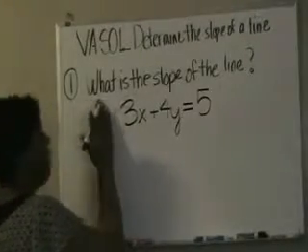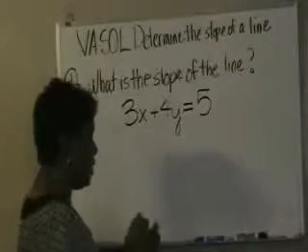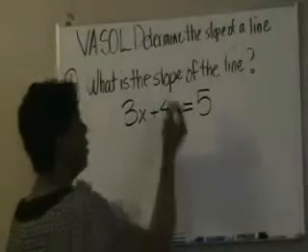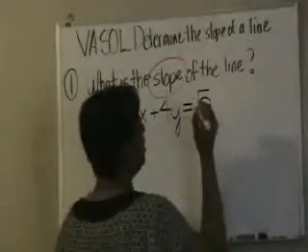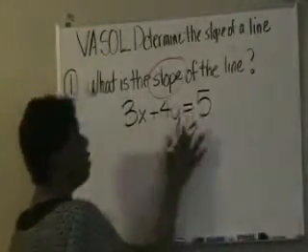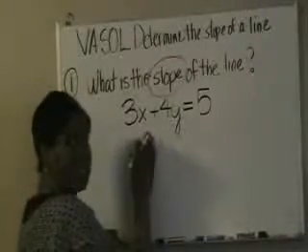Okay, first the question will read like this. What is the slope of the line? When you see a question like that, they want to know what is the slope. Okay? What they want to know is what part of this question represents slope. This question is now in standard form.